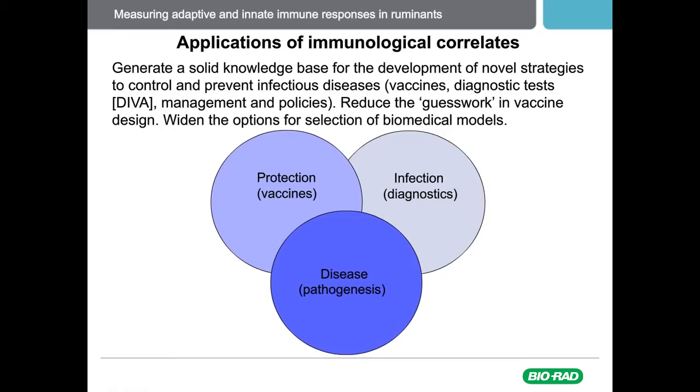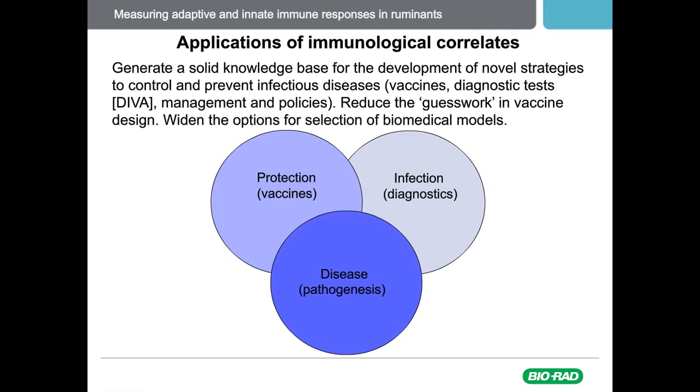In terms of the science, what we're really trying to do is reduce the guesswork in vaccine design. So the more that we know about the immune response, then we can target our approaches. That's obviously very important in terms of our usage of animals, because we can then reduce the number of animals that we use in experiments because we've got more targeted approaches.